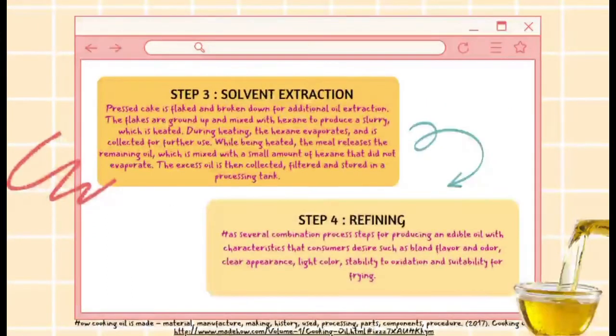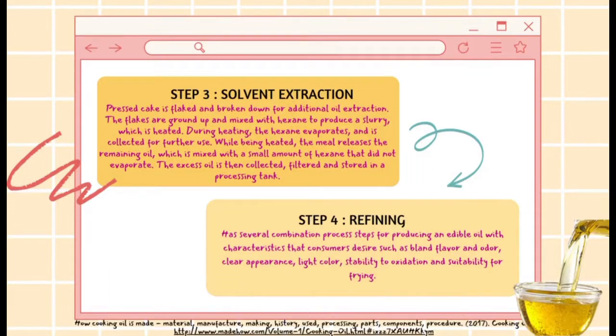Third step, solvent extraction. Pressed cake is flaked and broken down for additional oil extraction. The flakes are ground up and mixed with hexane to produce a slurry which is heated. During heating, the hexane evaporates and is collected for further use. While being heated, the mill releases the remaining oil, which is mixed with a small amount of hexane that did not evaporate. The excess oil is then collected, filtered, and stored in a processing tank.